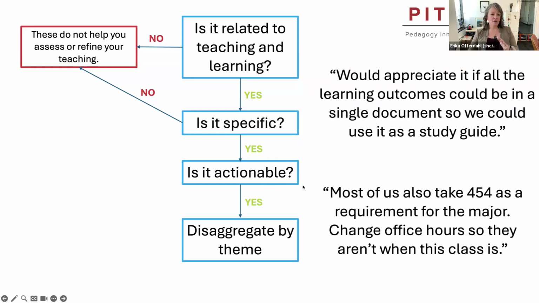So what I do is I'll very quickly use this kind of flow chart to focus my attention on those comments that are related to teaching and learning, that are specific, that are actionable. Of those 54 that I had, maybe 20 fit this criteria, even after me coaching them. And then I can aggregate them by theme. This one is about study materials that I'm giving students. This one is just about my availability outside of class, right?